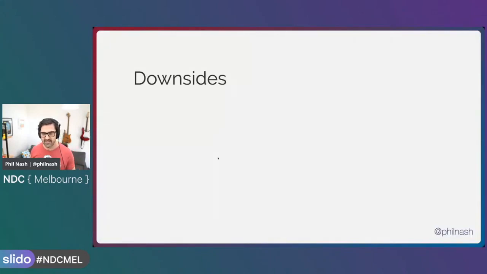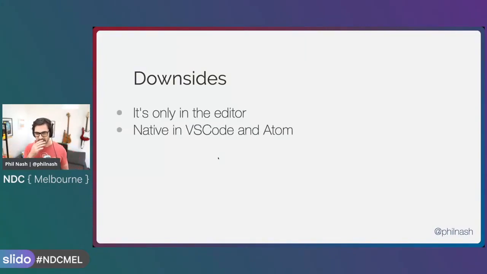There are some downsides to this. It is only in the editor, so it's not actually affecting the thing ultimately, and you can ignore any of those warnings if you want to. It is native in VS Code and Atom, but not, as far as I'm aware, in other IDEs or editors.